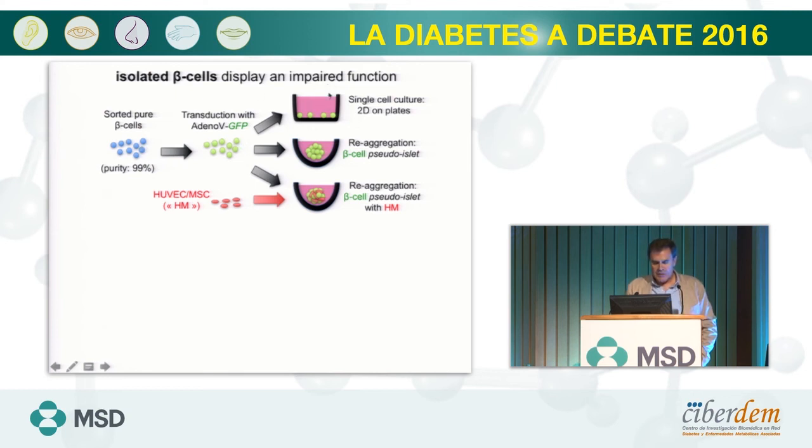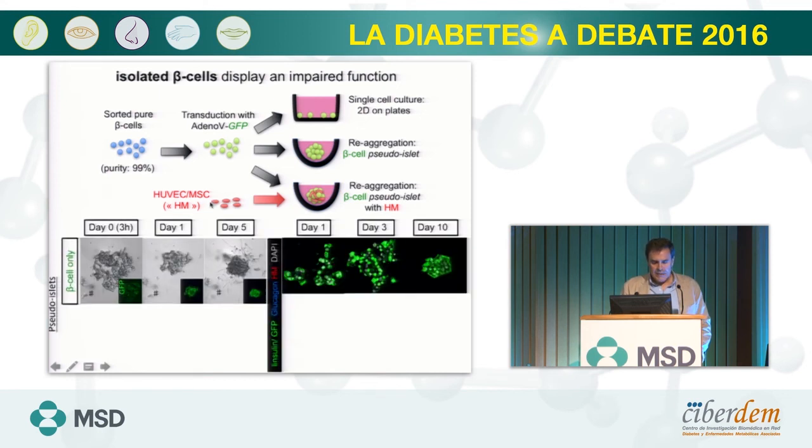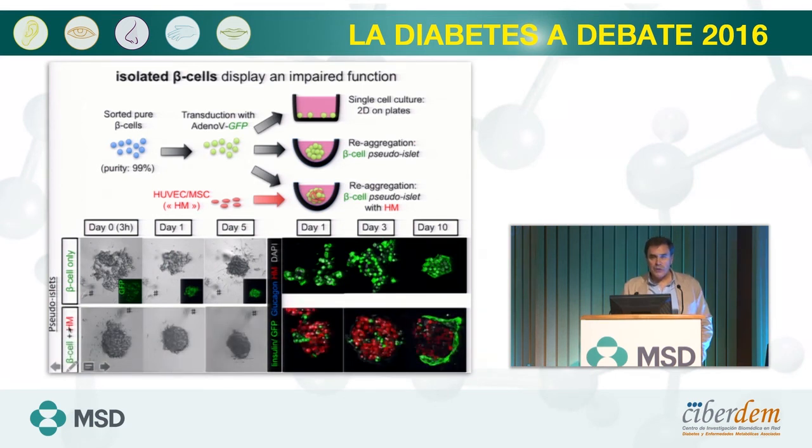So what Kenichiro did is a number of experiments: single-cell culture, reaggregation, or even reaggregation using these commercially available human vascular endothelial cells and mesenchymal stem cells. So in this situation, beta cells are very easily aggregated. Here you see in 5 days, this is a pseudo-islet of beta cells only. Beta cells are labeled fluorescently here. And when we use HUVEC cells, this reaggregation is even faster. You see in 1 day you already have these pseudo-islets formed. And interestingly, the mesenchymal cells always occupy the center of the aggregates and the beta cells remain at the periphery.